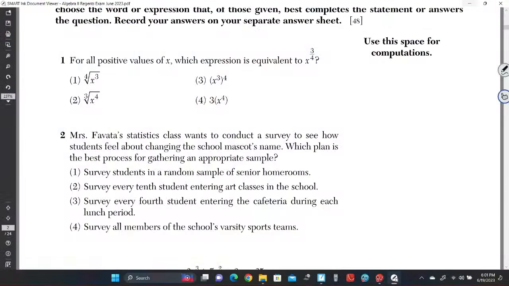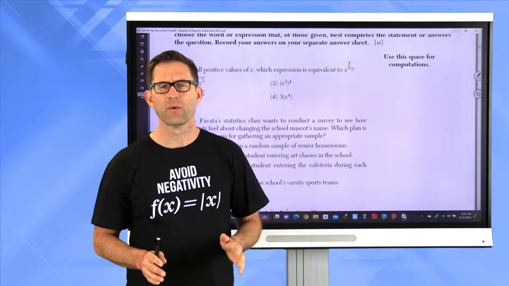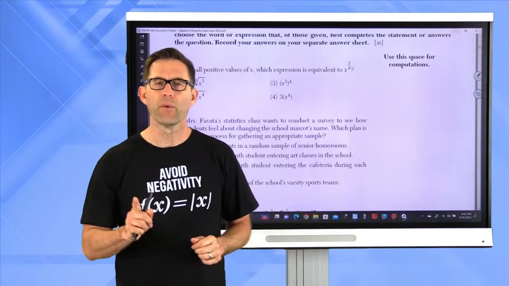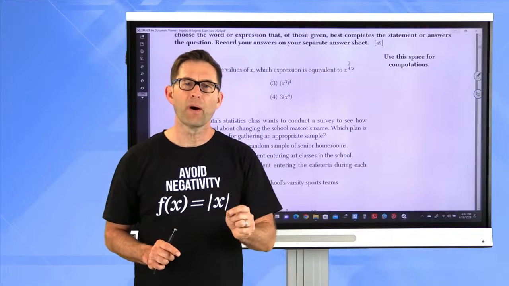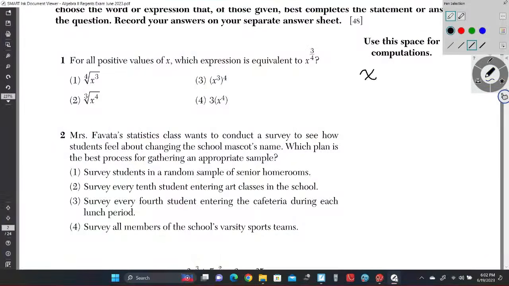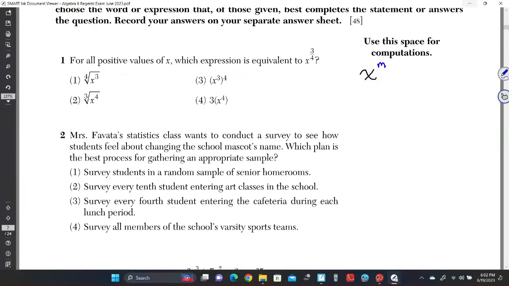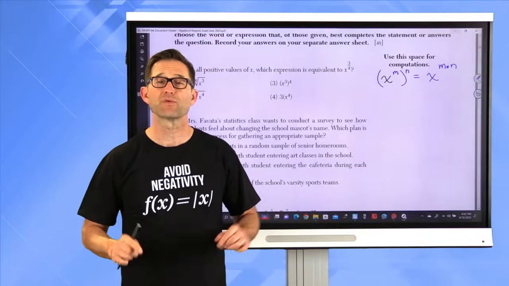For all positive values of x, which expression is equivalent to x to the 3/4? All right, now many of you will have already seen this and said, okay, I know exactly what answer that is. But here's the way we want to think about it. I just want to go over a real quick exponent property that's going to pop up repeatedly on this test. There's this exponent property, and let me turn this into blue, I just like blue better, where if I have x raised to the m raised to the n, that's x to the m times n. Now, that particular exponent property can actually move in both directions.